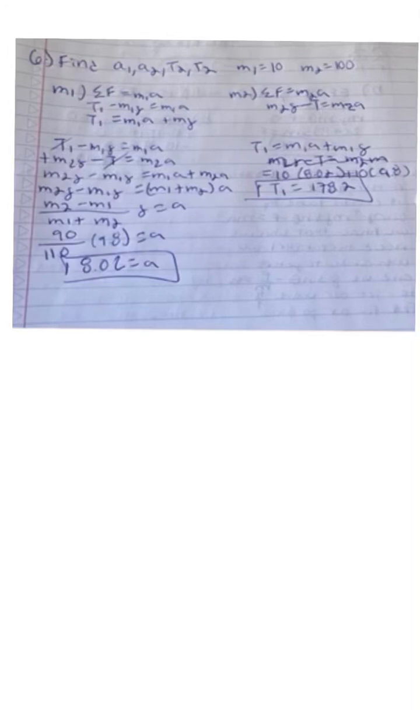Okay, so let's take a look at question 6. In question 6, we are asked to find A1, A2, T1, and T2. So let's look at what we know. We know that the mass of the rope will be equal to 0, and that we have no friction going into this problem. Okay, perfect.